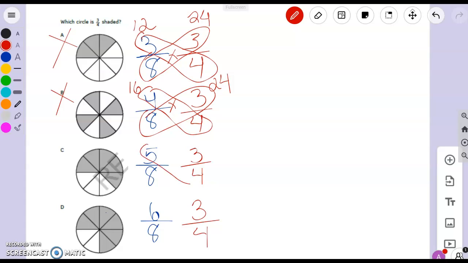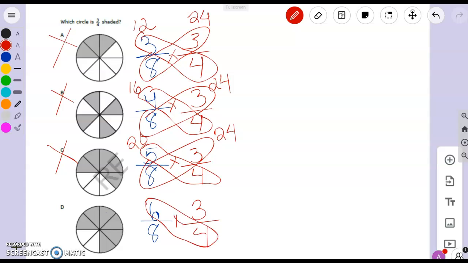Let's do the same thing for C. Draw my first butterfly wing and multiply those two numbers. 5 times 4 is 20. 8 times 3 is 24. 20 and 24 are not equivalent, so that must mean D should be my answer, but let's double check and make sure. So 6 times 4 I know is 24, and 8 times 3 is also 24. So I know that 24 equals 24, so D must be my answer.